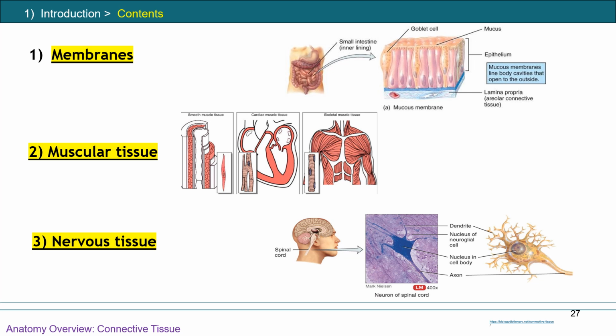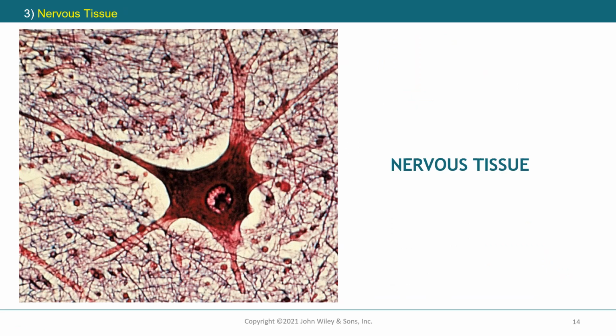So at this point, we already talked about the different membranes that are surrounding each one of your organs. You also need to know about the three types of muscle tissues, that they have similarities but also differences. And now we're moving into the last one, the nervous tissue.